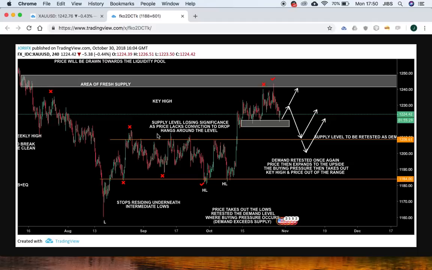Supply level loses significance if price makes a less significant drop. So here, I'm talking about two types of manipulation.